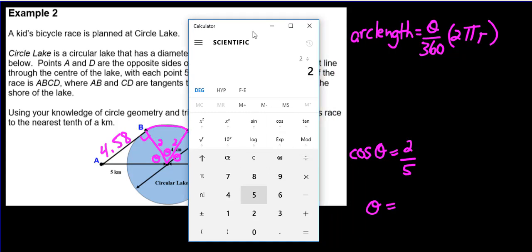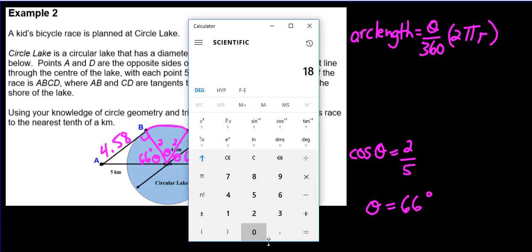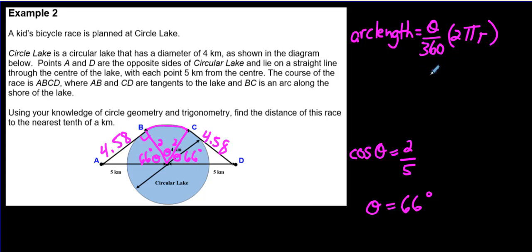So 2 divided by 5 gives me this decimal. And then I want the inverse of cosine, which is 66.4. So I'm just going to round it off to 66 degrees. So I get 66 degrees right here. I know this is going to be the exact same thing because it's the same triangle. So then I just go 180 minus 66 minus 66 again will give us 48. We have just found our central angle. The central angle is 48.